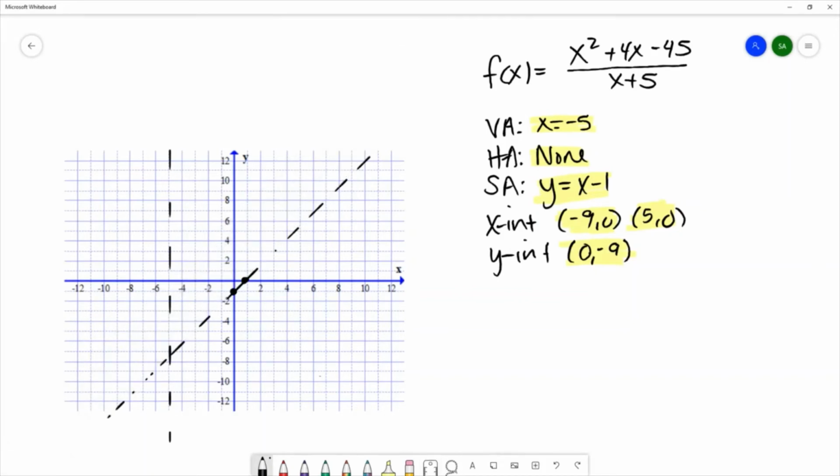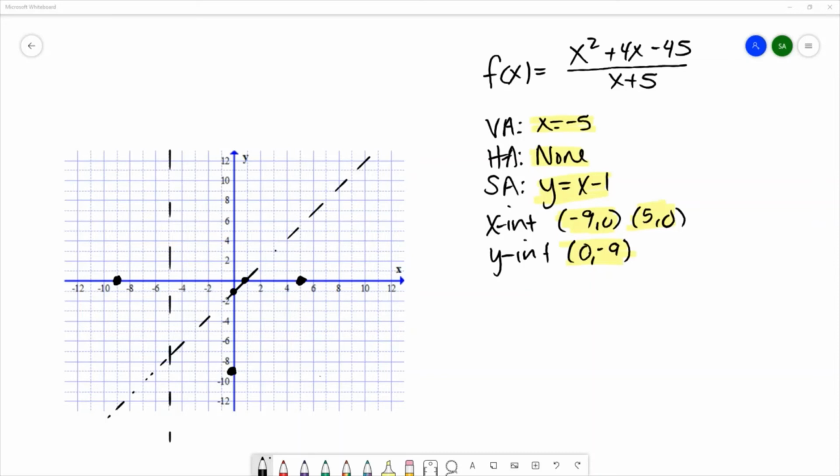And then I'm going to mark where my x-intercept is. I have an x-intercept at -9, 0. I have another x-intercept at 5, 0. And I have a y-intercept at 0, -9. So what I want to do now is to figure out how to draw the curve in these different sections of the graph.